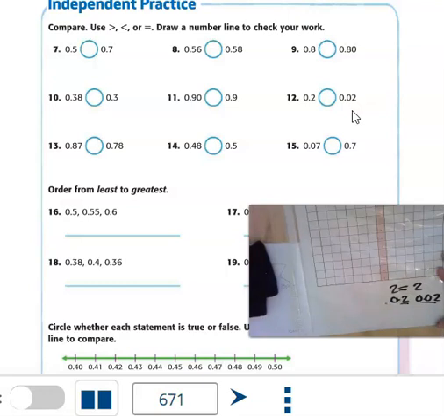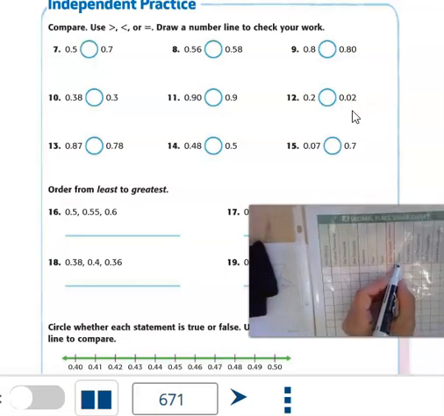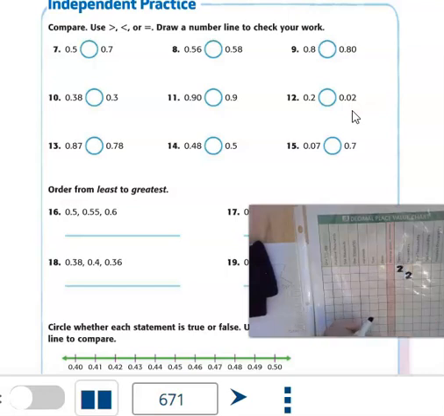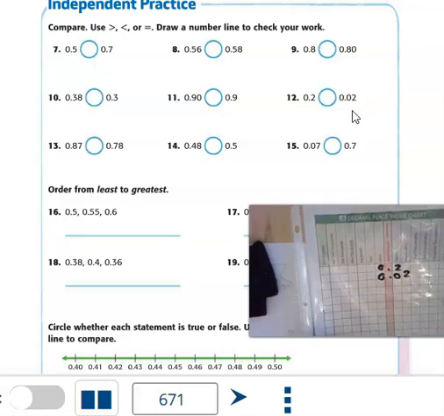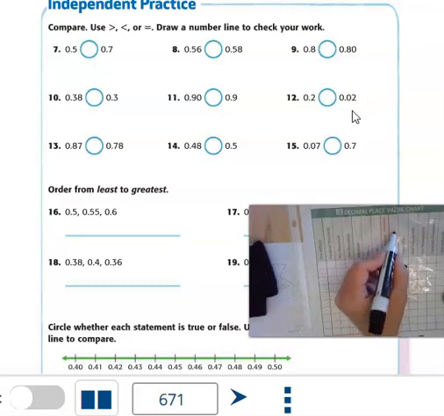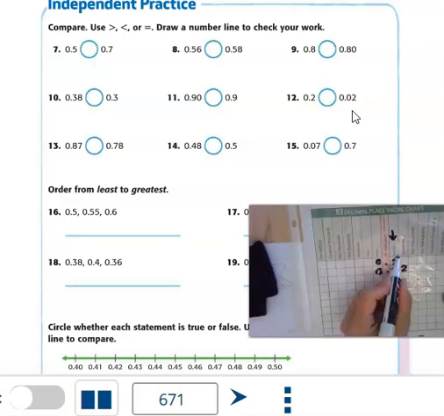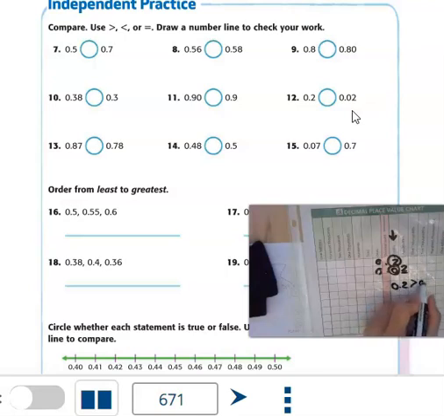The 2/10ths is going to go in the tenths place, and the 2/100ths is going to go in the hundredths place. So we need to fill in with zeros to fill in those places, which when we start with our highest place value, we're going to see that 2/10ths is greater than 2/100ths. This would be like having 2 dimes as opposed to having 2 pennies. And we know that if you have 2 dimes, you have more money than if you have 2 pennies. So that's how number 12 would be solved.